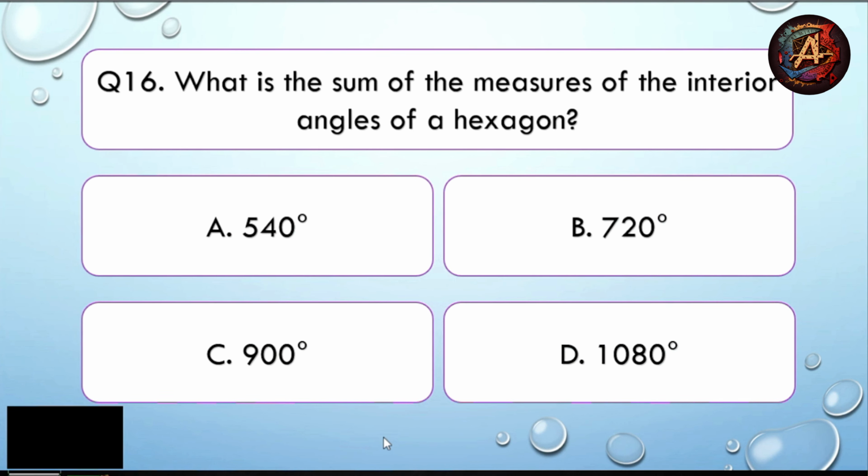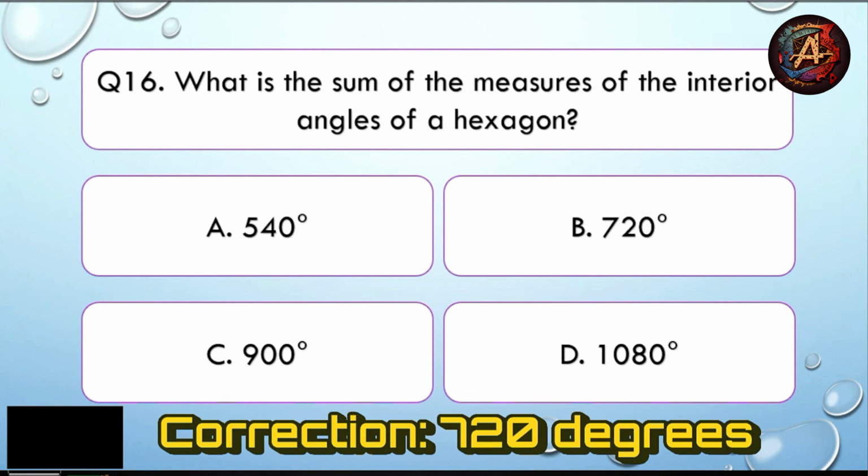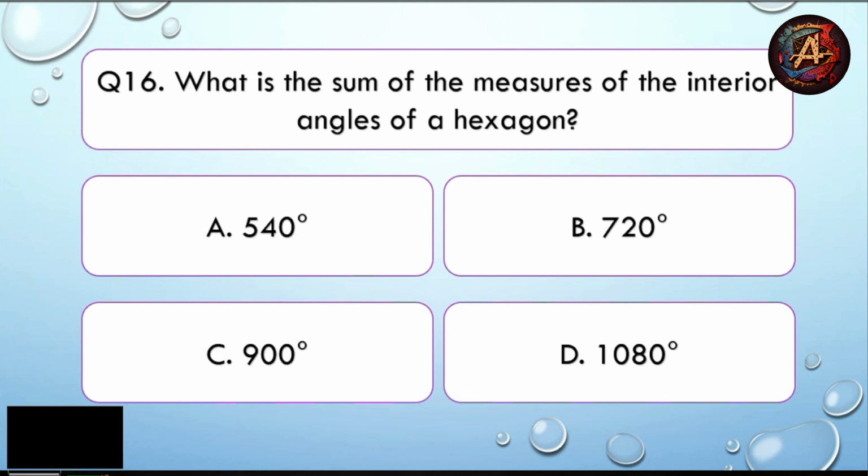What is the sum of the measures of the interior angles of a hexagon? Is it A, 540 degrees, B, 720 degrees, C, 900 degrees, or D, 1080 degrees? I'll give you 5 seconds.